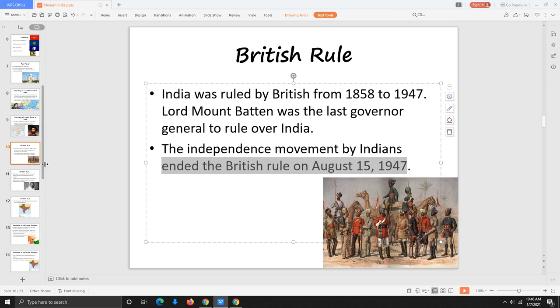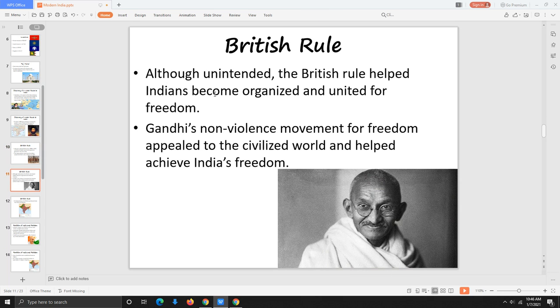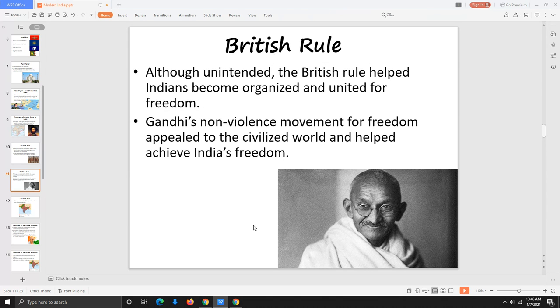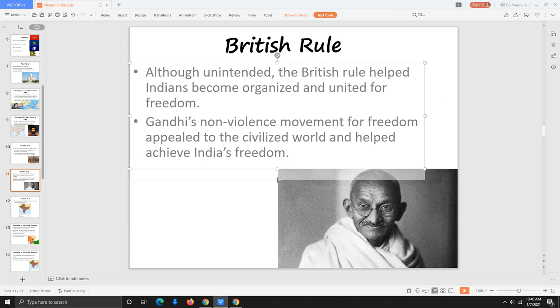Now, one of the main people that ends up leading this independence movement is Gandhi. Gandhi is the main pusher for the nonviolence movement. Go ahead and make it 2 and write down Gandhi's nonviolence movement for freedom. So 2, Gandhi's nonviolence movement for freedom. Gandhi is the main pusher for nonviolence in India and protesting nonviolently for your ideas.